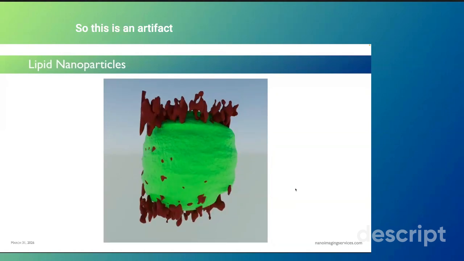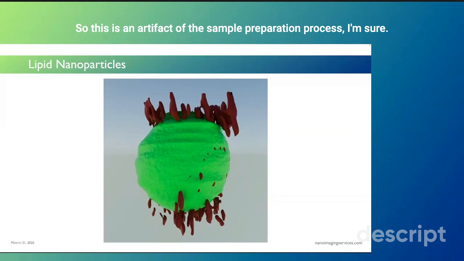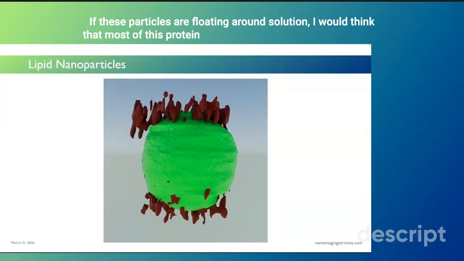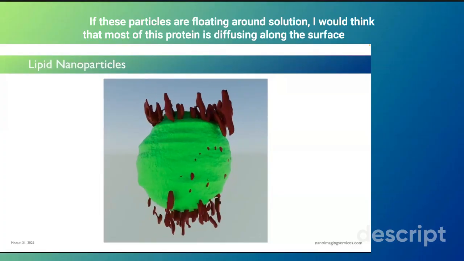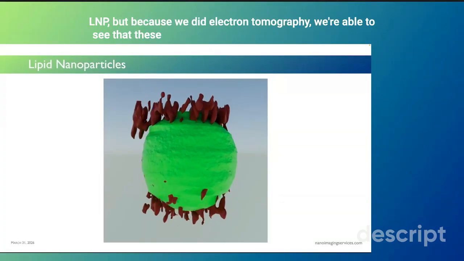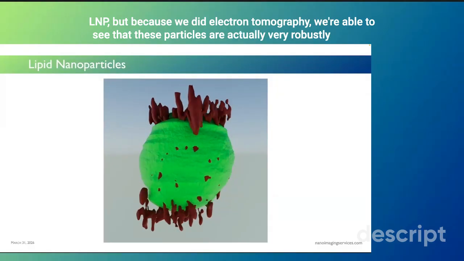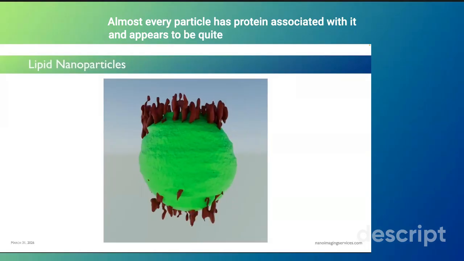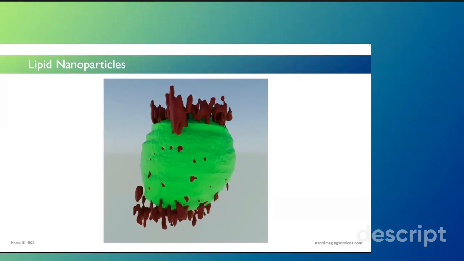So this is an artifact of the sample preparation process, I'm sure. If these particles are floating around in solution, I would think that most of this protein is diffusing along the surface of this LNP. But because we did electron tomography, we're able to see that these particles are actually very robustly labeled. Almost every particle has protein associated with it, and appears to have quite a good amount of labeling.